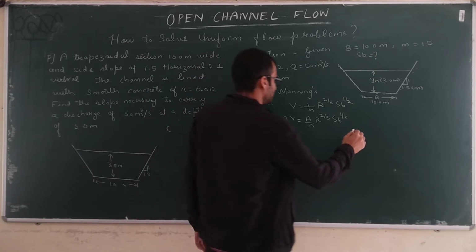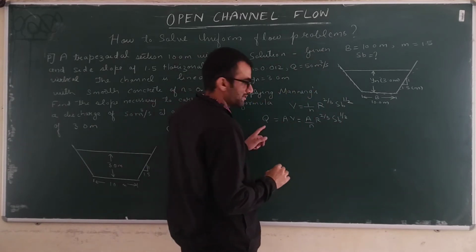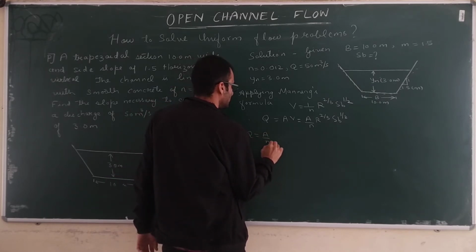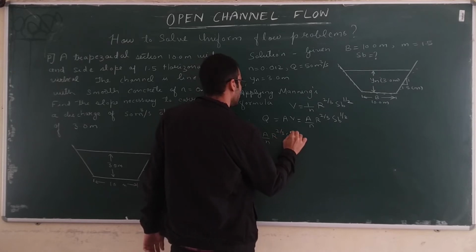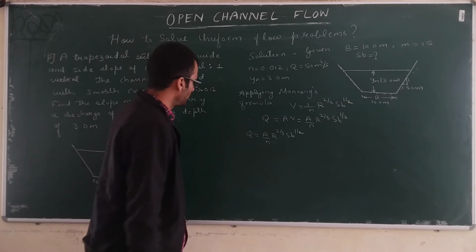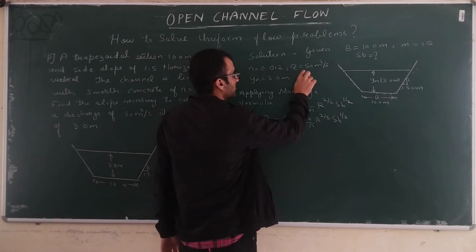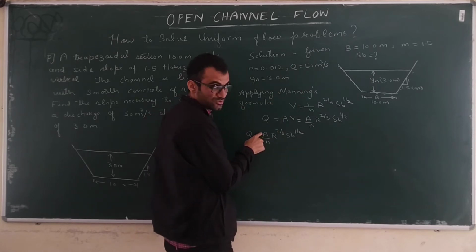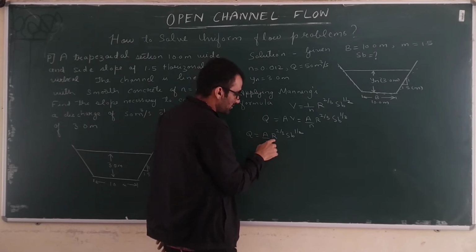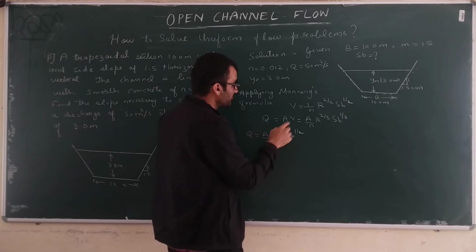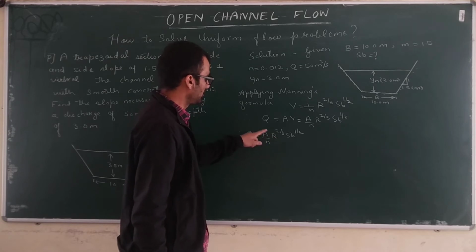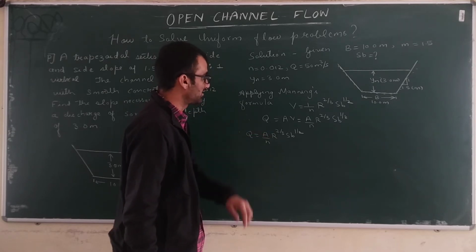Now in this equation, let's see what we know and what we don't know. Discharge we know, it is already given, 50 meter cube per second. Flow area we don't know, but we know the geometry, so we can calculate it. Manning's roughness constant is known. Hydraulic radius is not known, but we can calculate that also. Bed slope is unknown, this we have to calculate. So first we should calculate A and R. A is the flow area, R is the hydraulic radius. So let's do that.